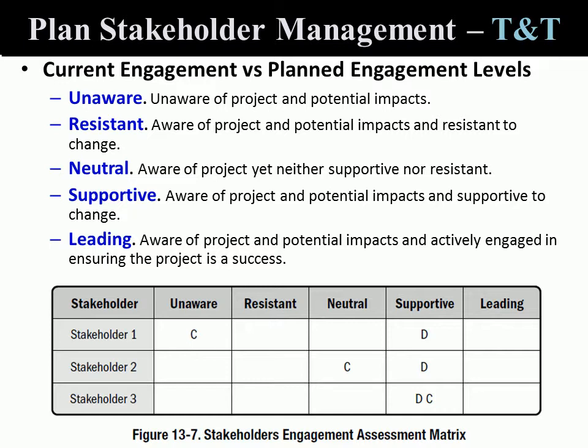Now what this does is that wherever the current state is not in the same cell as the desired state, there's a gap. So there's a gap, from a project perspective, in that the stakeholders are not where the project manager would desire to have them be. Once there's a gap, it means a strategy has to be developed in order to close that gap. So let's look at an example in the next slide.